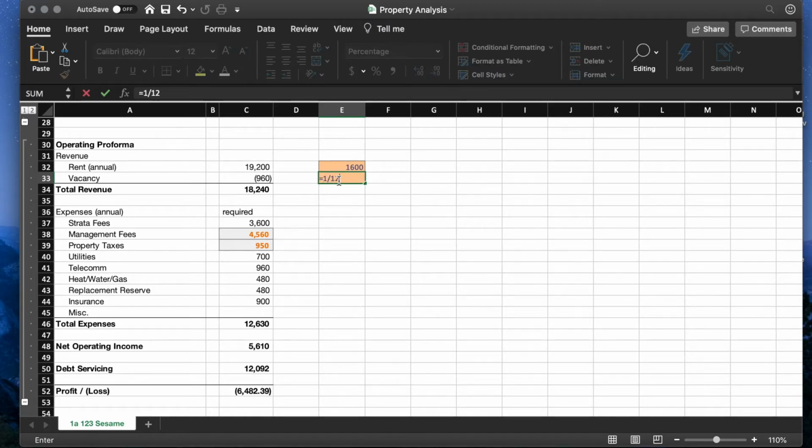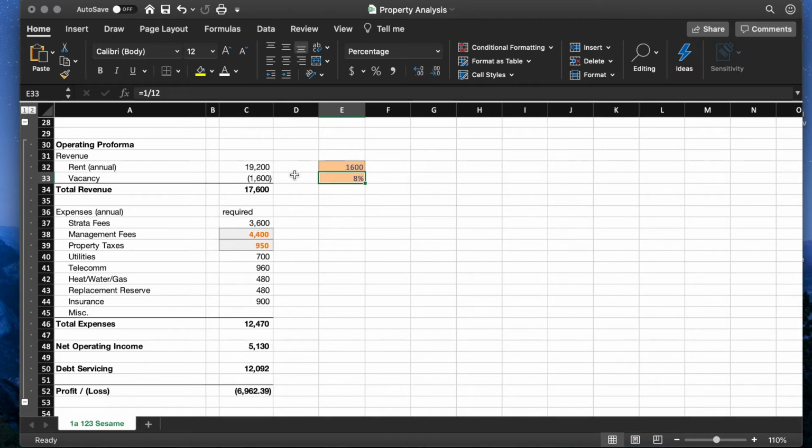So if we do 1 divided by 12, that's actually 8%. Usually, that would be 1 month of vacancy. So that would equal 1 month of vacancy at 8%. But for the most part, you'll see a lot of people make assumptions around vacancy being 1%, 3%, 5%, something like that. But 1 month would actually be 8%.